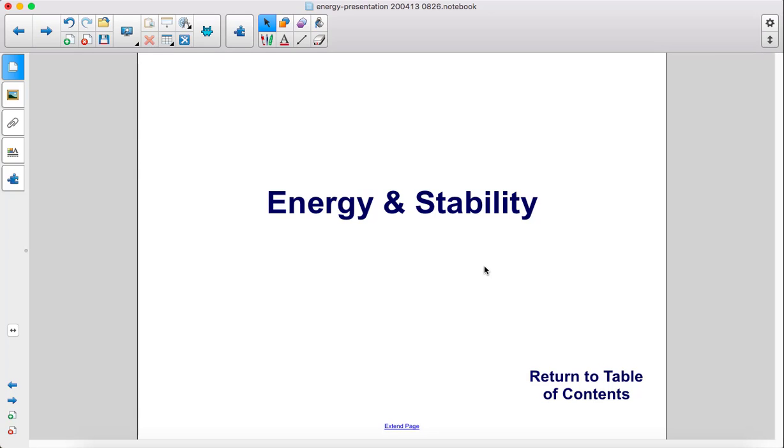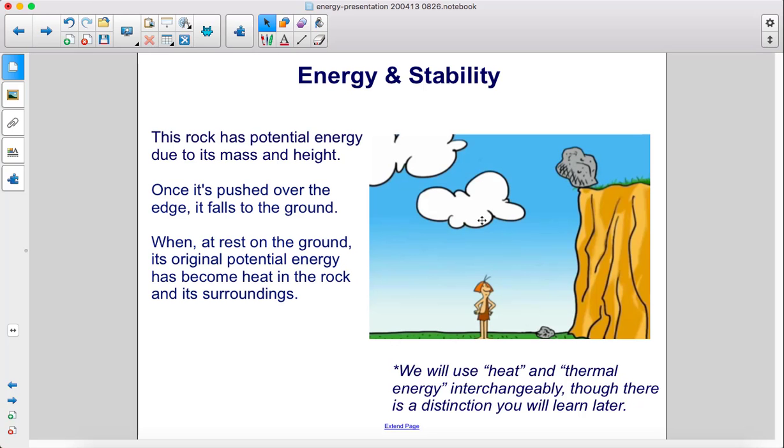Energy and stability. This rock has potential energy due to its mass and height. Once it's pushed over the edge, it falls to the ground. When at rest on the ground, its original potential energy has become heat in the rock and its surroundings. We will use heat and thermal energy interchangeably, though there is a distinction you will learn later.